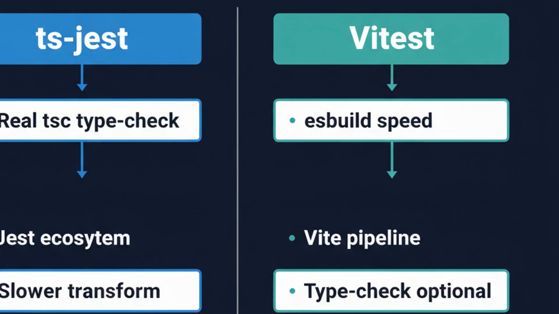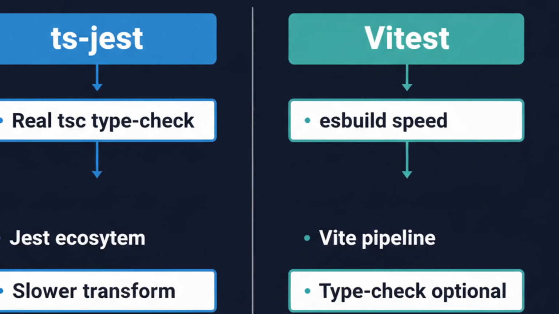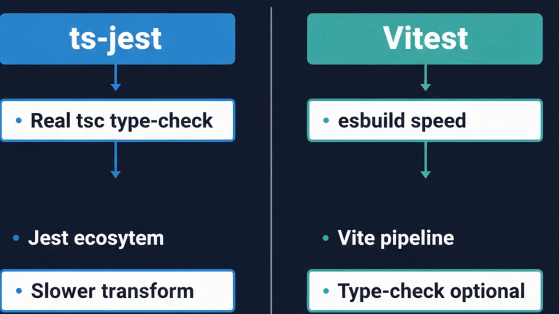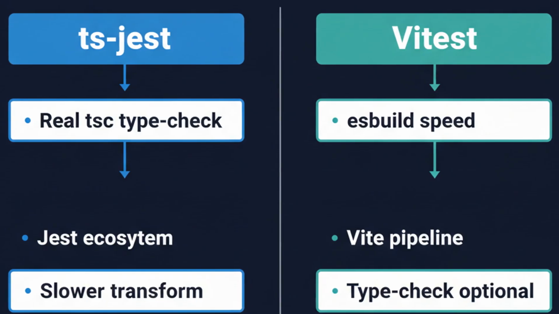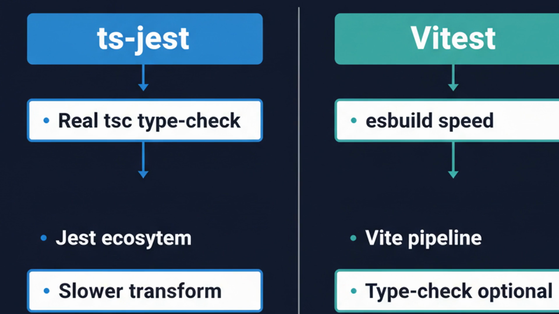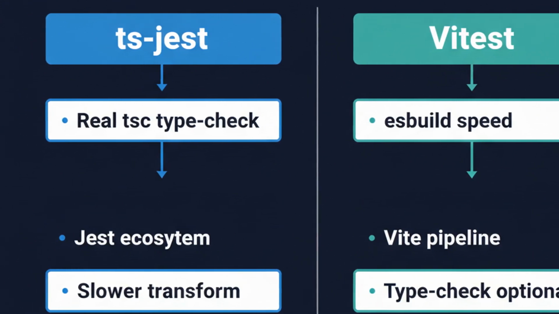First, a decision. In 2026, you have two strong choices, Jest with ts-jest and Vitest. Vitest is faster out of the box and shares Vite's transform pipeline. But ts-jest gives you true type checking during the test run. It actually invokes the TypeScript compiler. If you want your tests to fail when types break, not just when assertions break, ts-jest is still the gold standard. We'll use it, but I'll flag where Vitest behaves differently.